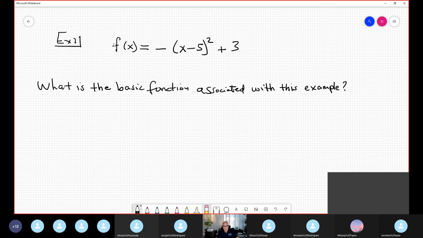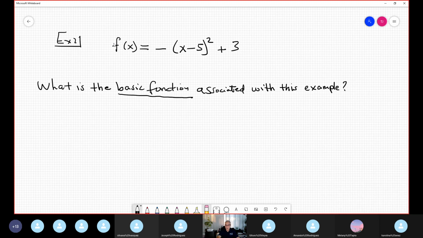Dylan, my question is, what is the basic function? You have a library, a collection of functions: constant function, linear function, quadratic function, square root function, cubic root function, absolute value. What is the function identification? What is the mother in this collection, in this family? What is the mother? The basic function.